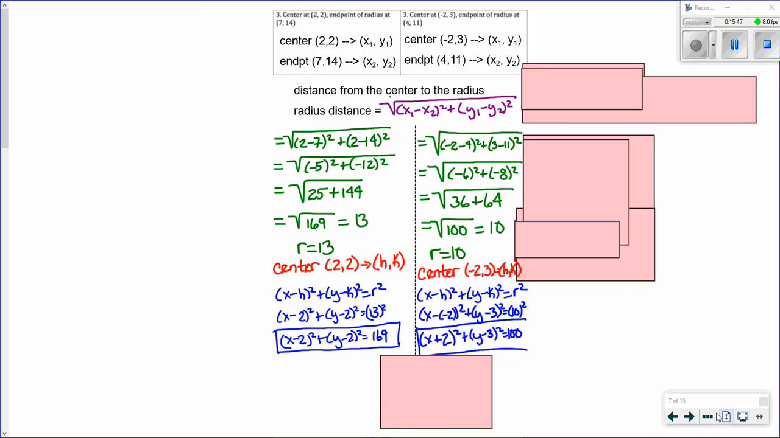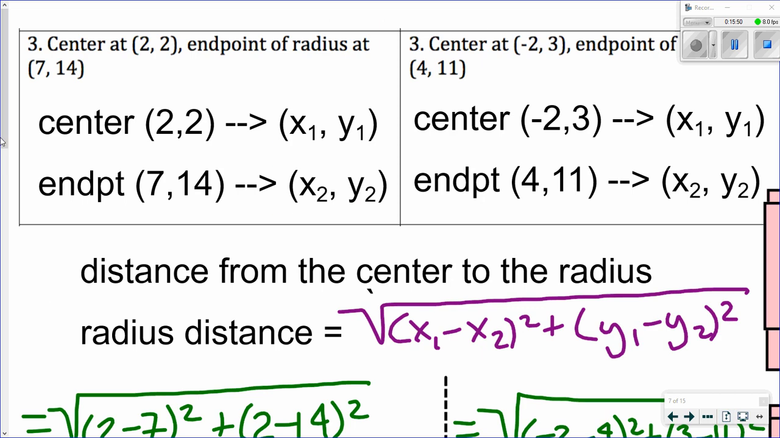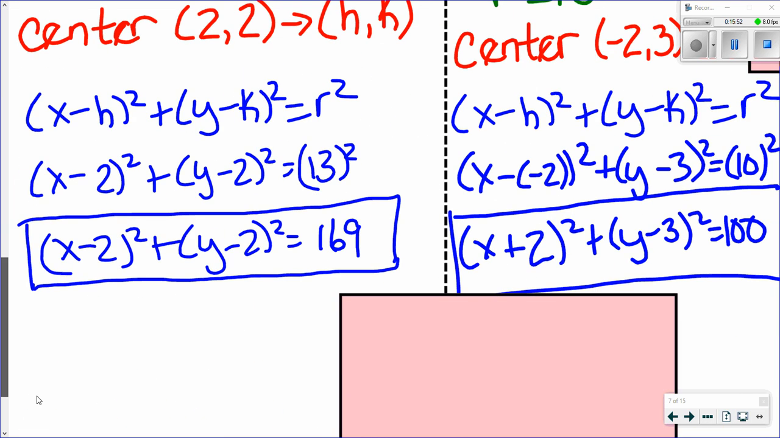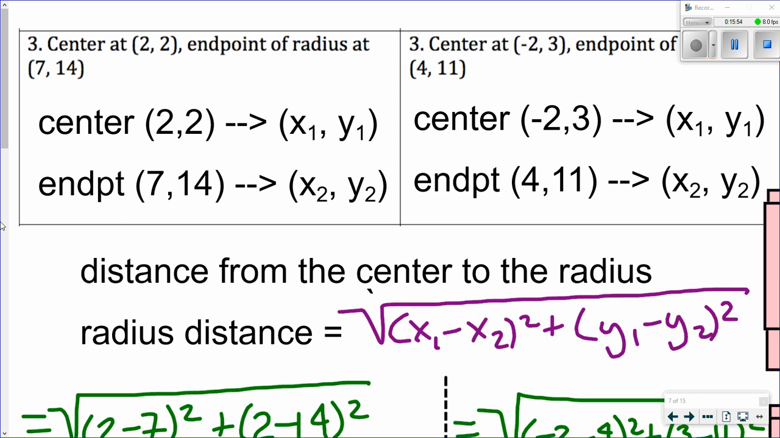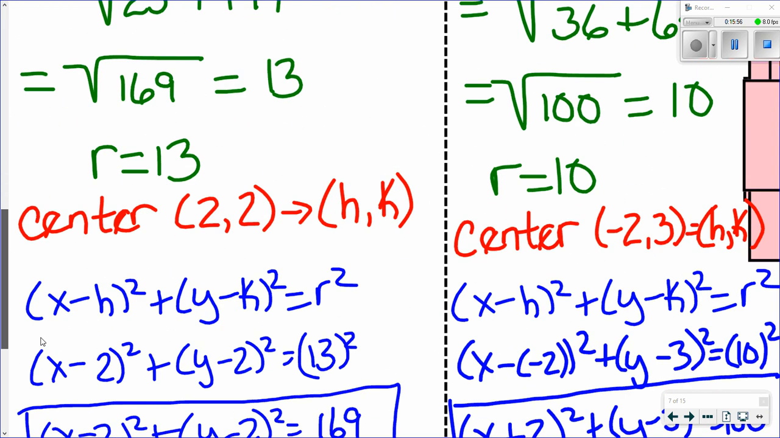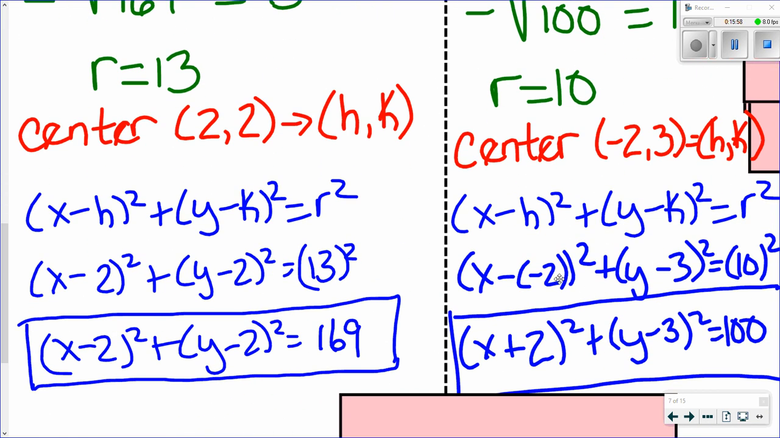So let me make that bigger. I plug it into the formula. Remember, if there's a negative number, put it in parentheses because you know you're going to distribute, and then simplify, and then there's your answer, your equation for that circle based on the endpoint, the radius you found, and the center of the circle.